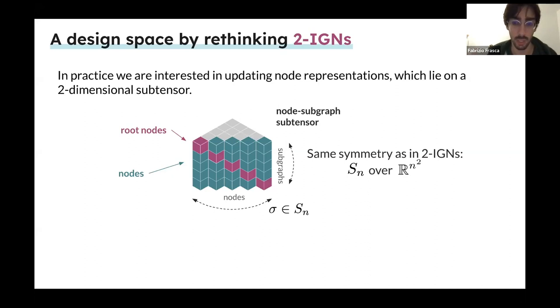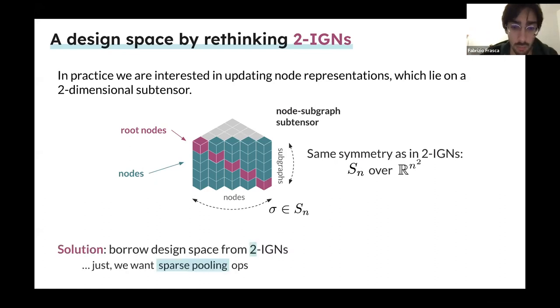essentially we have a single permutation group acting over the matrix, or the tensor, let's say, R to the power n squared. So the idea would be, we could borrow the design space from 2-IGNs, which is smaller. We can slightly extend it to include sparse pooling operations, because this is what we want to recover, sparse message passing.